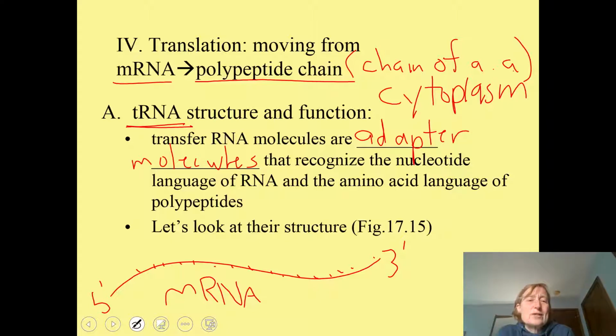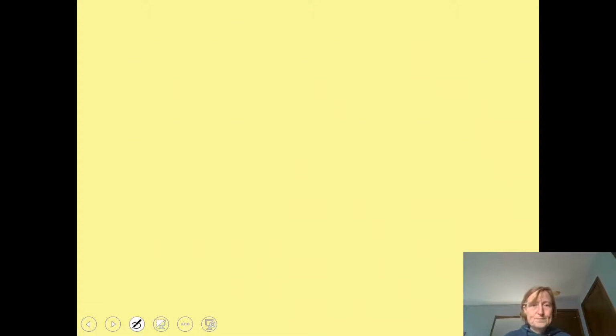Okay, so the tRNA molecules are going to be our adapter molecules. They're pretty important because they see the RNA language, the nucleic acid language, and they translate it into the amino acid language. All right? So let's look at what tRNA molecules look like. I'm going to turn my notes to the right page. Oh, I have nothing here. There's another picture in the future.